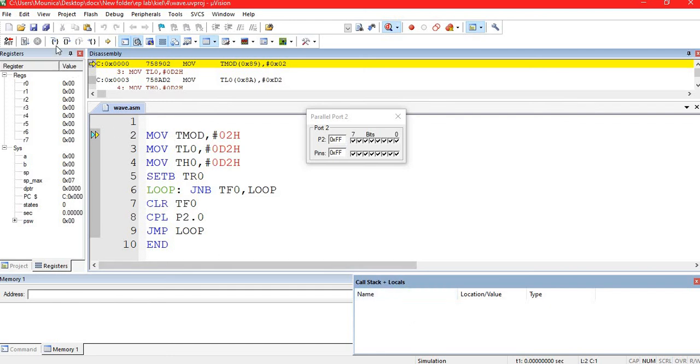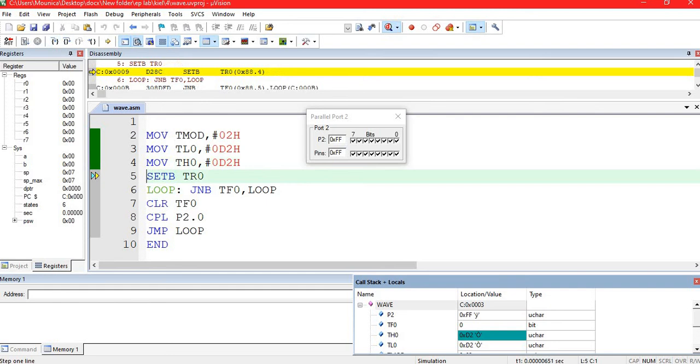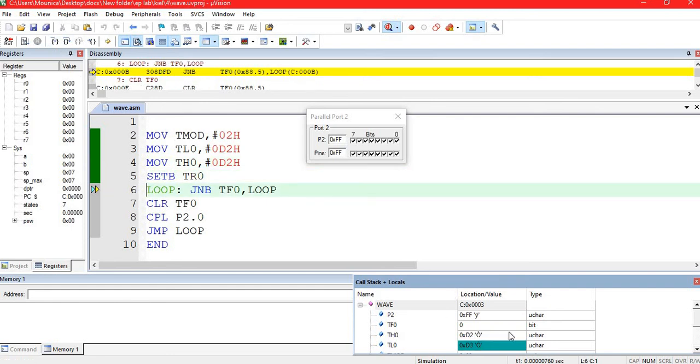Now we will be debugging the code. In order to debug the code, just press the step button which is present on the toolbar. Now as you debug, you can observe the values which are changing in the call stack plus local space. Here as you see, the value of TH0 has been changed to 0xD2 and TL0 is also changed to 0xD2. This is how you can view it in the call stack plus local space.